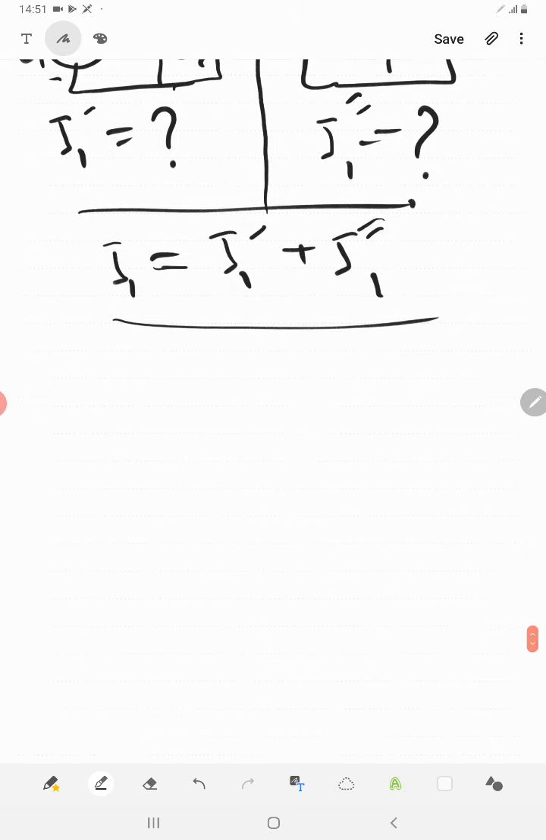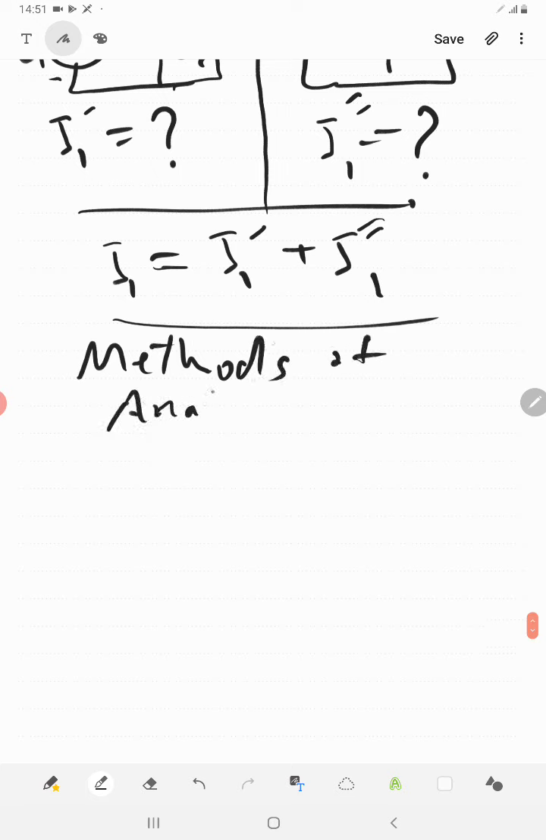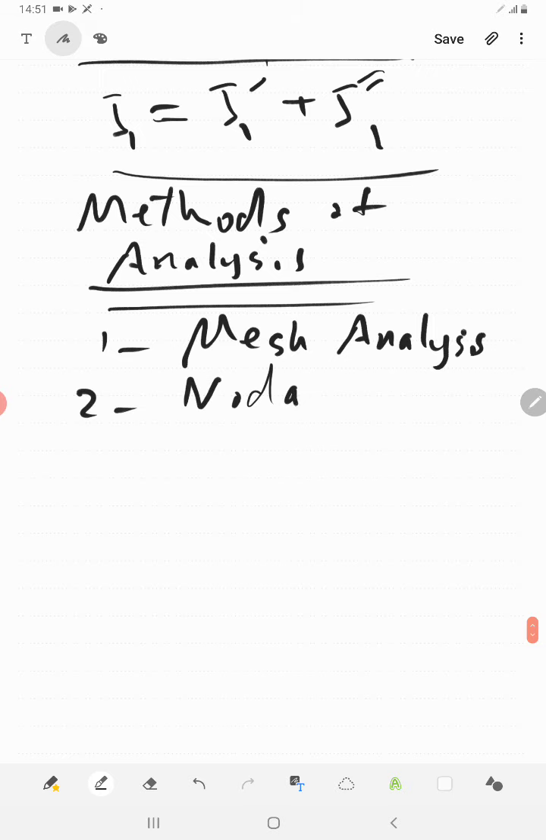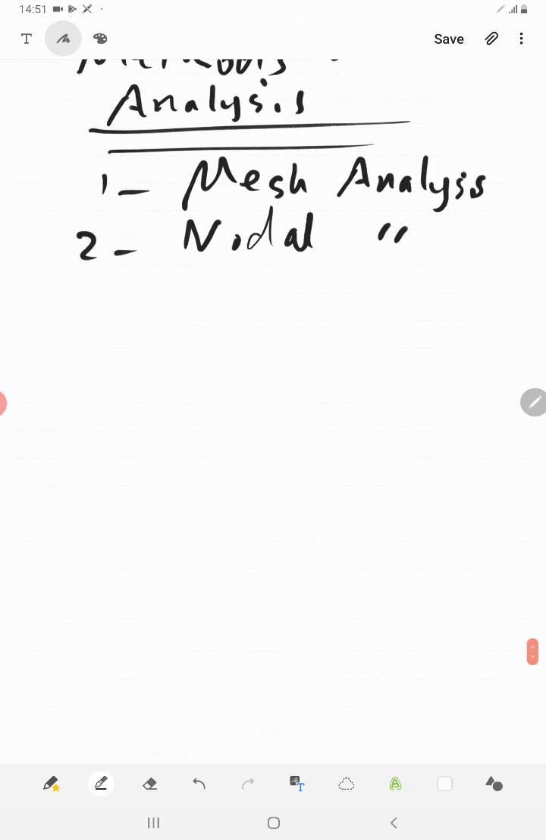Then we move to methods of analysis. Basically, we have two methods. One is mesh analysis, two is nodal analysis. Exactly the same as in DC, except here we use impedances and admittances. In DC we use resistors, okay?